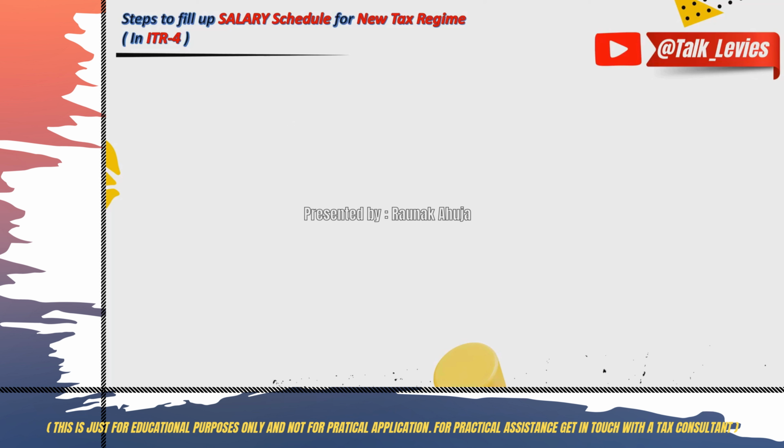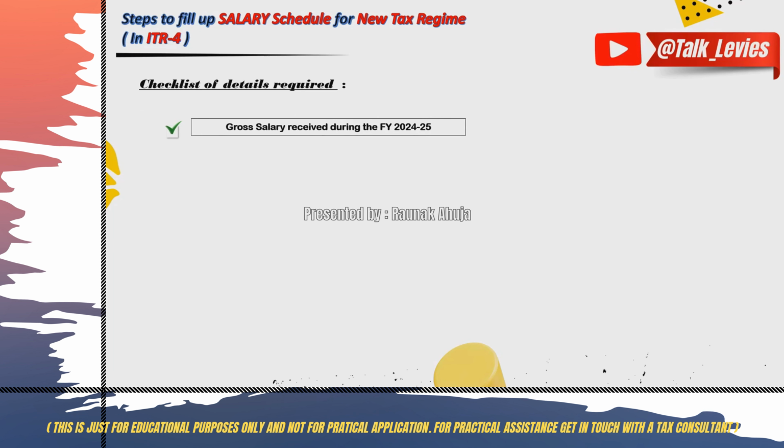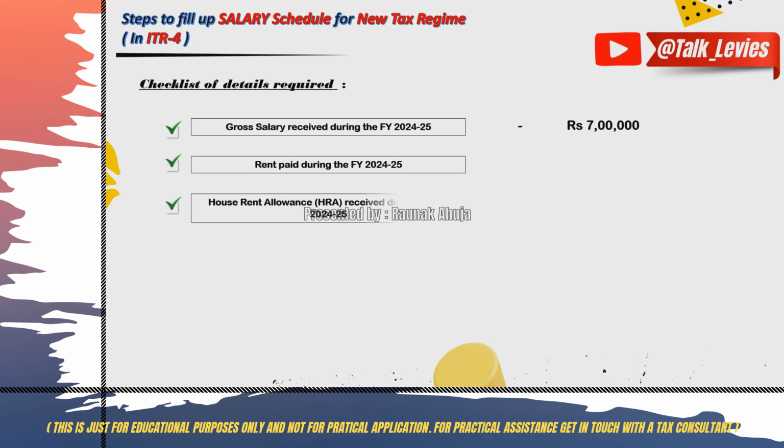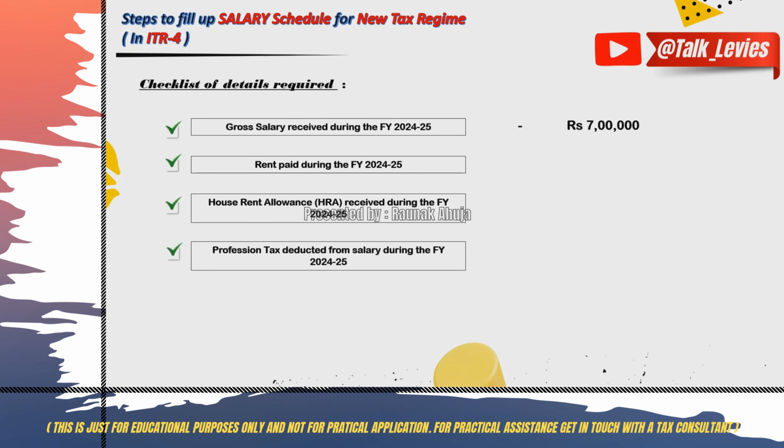Now let's see what are the details required to fill up the salary schedule for the new tax regime in ITR-4. The first thing is the gross salary that has been received during the financial year 2024-25, and the amount is 7 lakhs. The second one is the rent paid during the financial year. The third one is house rent allowance received during the financial year 2024-25. And the fourth one is profession tax deducted from the salary during the financial year 24-25.